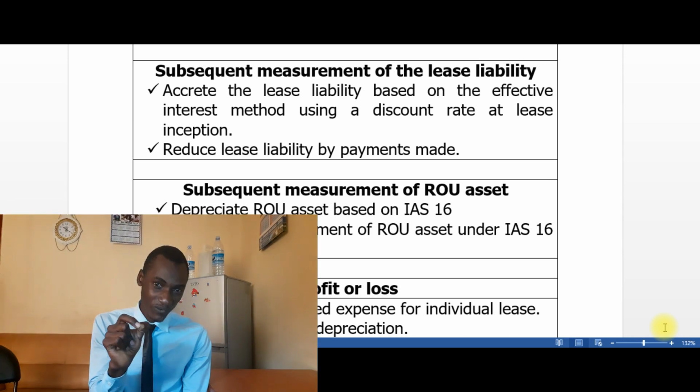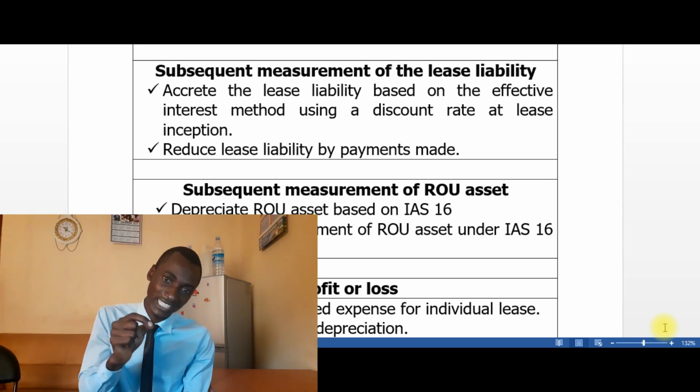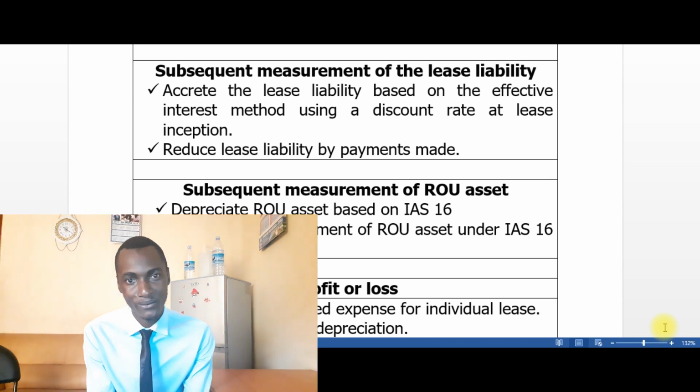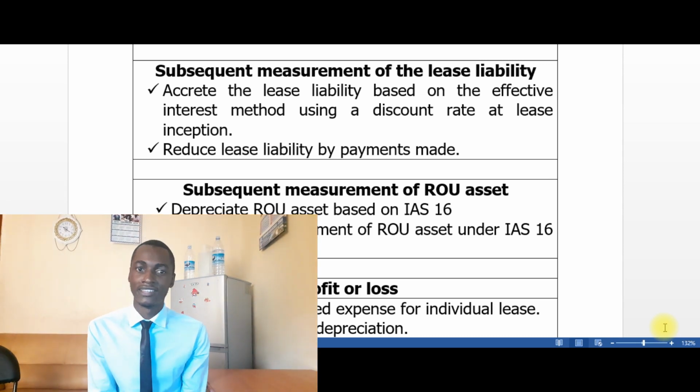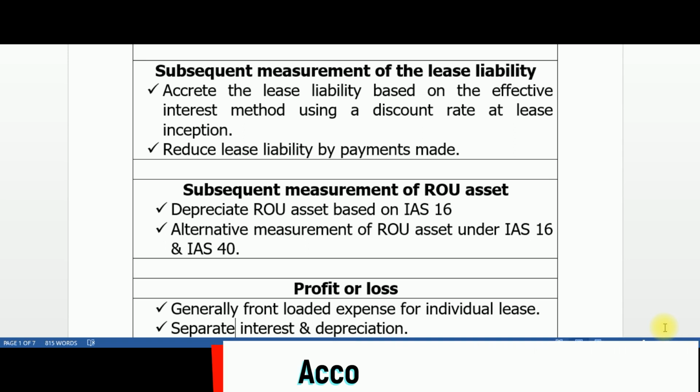Now, what about the right of use asset? As I have told you before, initially we recognize the right of use asset, and it is initially measured at the present value of the lease payments. Now, what about subsequent measurement? According to IFRS 16 leases, the right of use asset has to be depreciated. We have to depreciate the right of use asset.